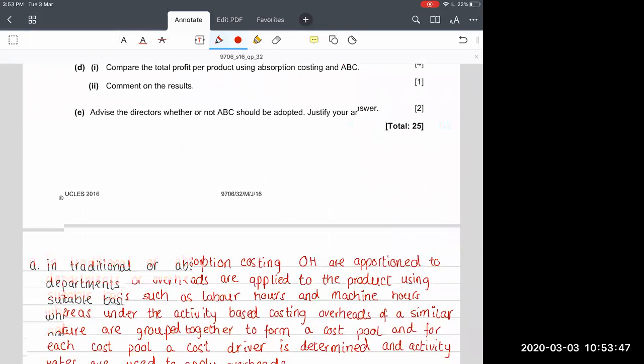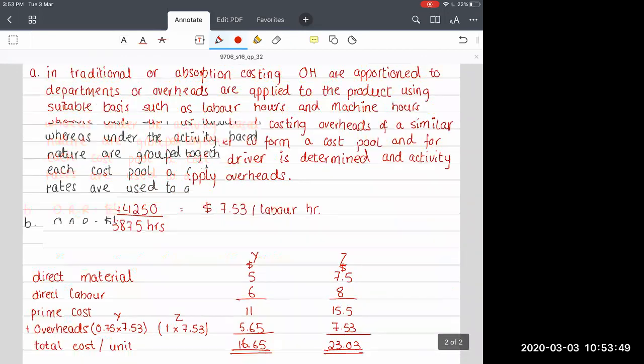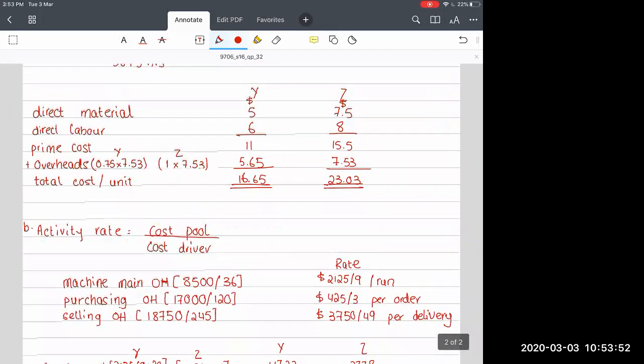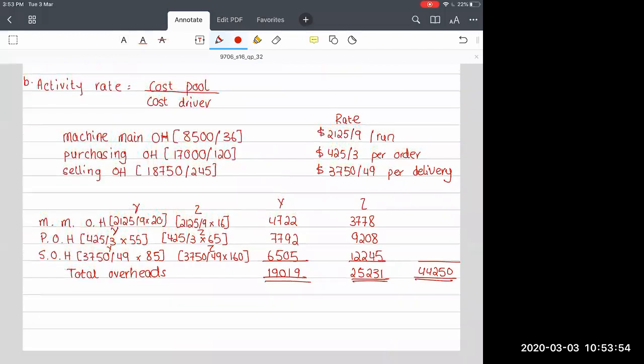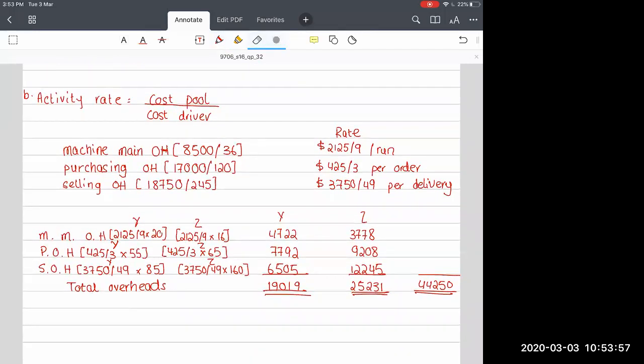तो जब हम ABC के जरिए कॉस्ट कैलकुलेट करेंगे तो क्या हमारी प्राइम कॉस्ट के अंदर कोई डिफरेंस आएगा? नो सर, देयर इज नो डिफरेंस इन प्राइम कॉस्ट. तो नाउ वी नीड टू कैलकुलेट प्रोडक्ट Y and Z की कॉस्ट. वी कैन स्टार्ट विद प्राइम कॉस्ट. We can use these columns and start with prime cost.